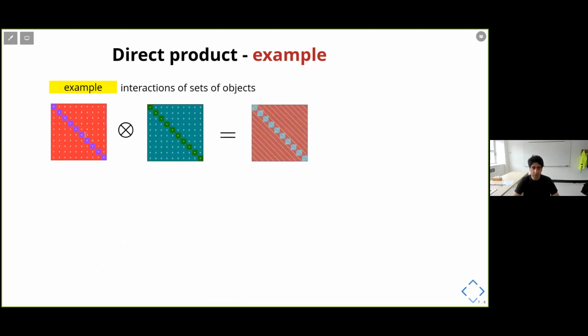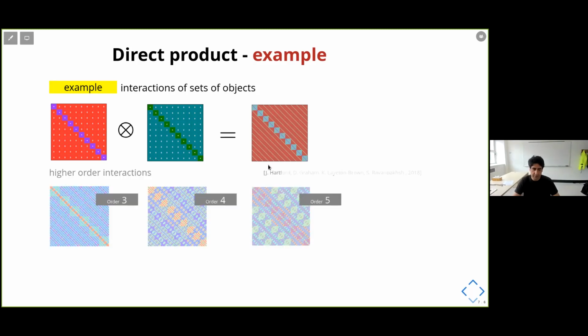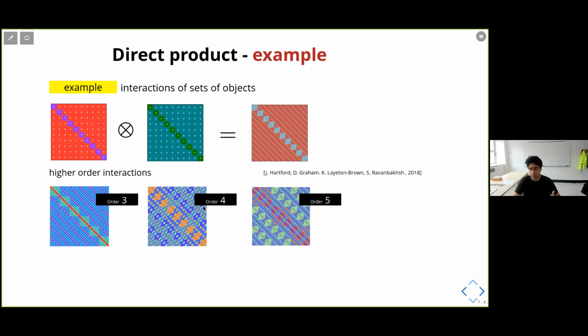The other example is the one that we saw at the beginning. If we look at the Kronecker product of parameter sharing matrices for the two parameter model that we saw for sets, the Kronecker product is going to give us the parameter sharing for interactions across sets. So you have two parameters, 4 parameters. And we can repeat that to build parameter sharing for higher order interactions.